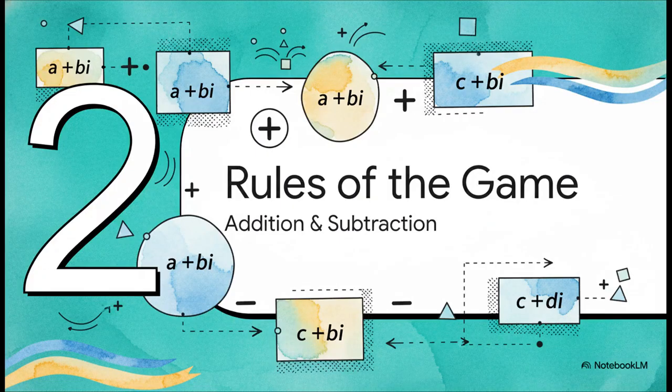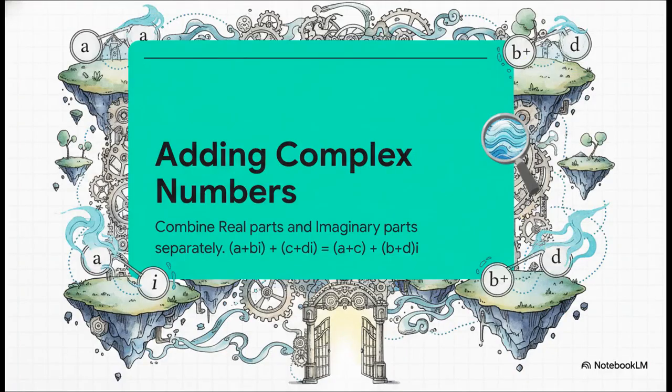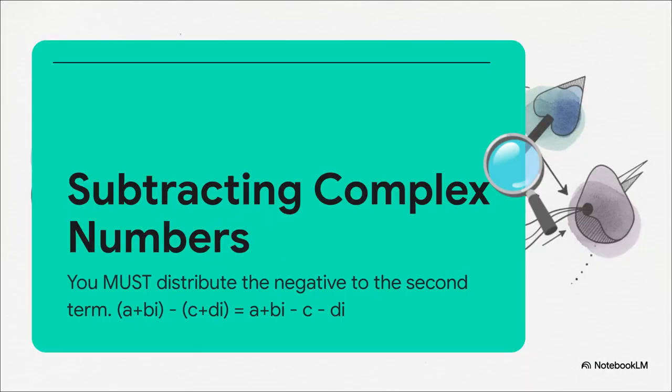Okay, so let's get the official rules of the game down. Don't worry, there are only two, and they are incredibly straightforward. So for addition, it's exactly what you'd think. You just grab the real parts, the a and the c, and add them up. Then you grab the imaginary parts, the b and the d, and add them up. Real with real, imaginary with imaginary. That's literally it.